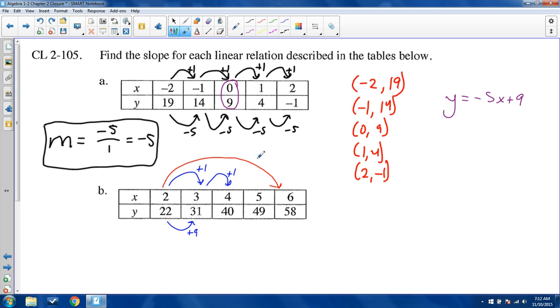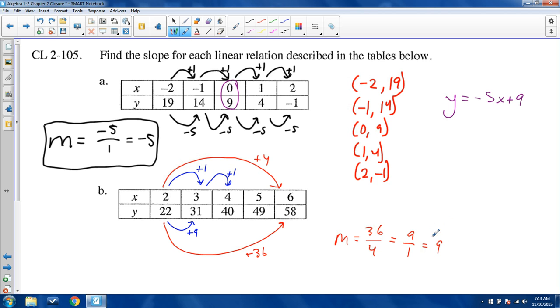And I want to. I'm going to add 4. From 22 to 58, I'm going to add 36. Let's see if this checks out to give me the number 9, just like this would have. 9 over 1 would have been my slope here. Let's see this slope here. M equals rise 36 over run 4. 36 over 4 is 9 over 1, or possibly more simply, 9.